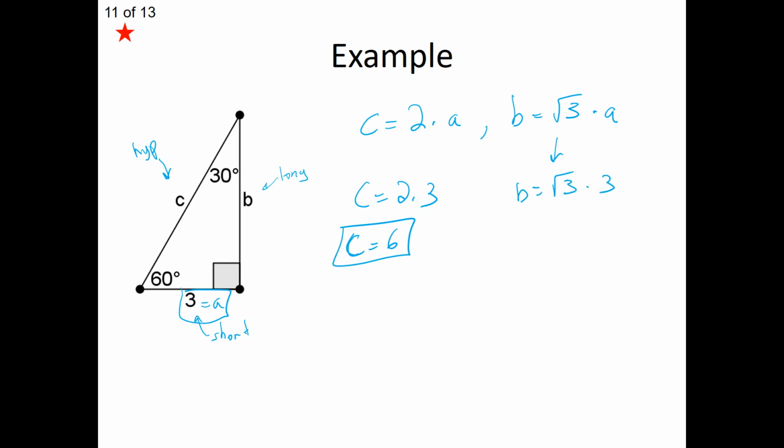So it's 3 times the square root of 3. I'm going to re-express that with my whole number out front, and there we have it. There's my missing long leg value. Okay, so with our 30-60-90 theorem, we only need one side, and we can find the missing two. Let's move on to another example.